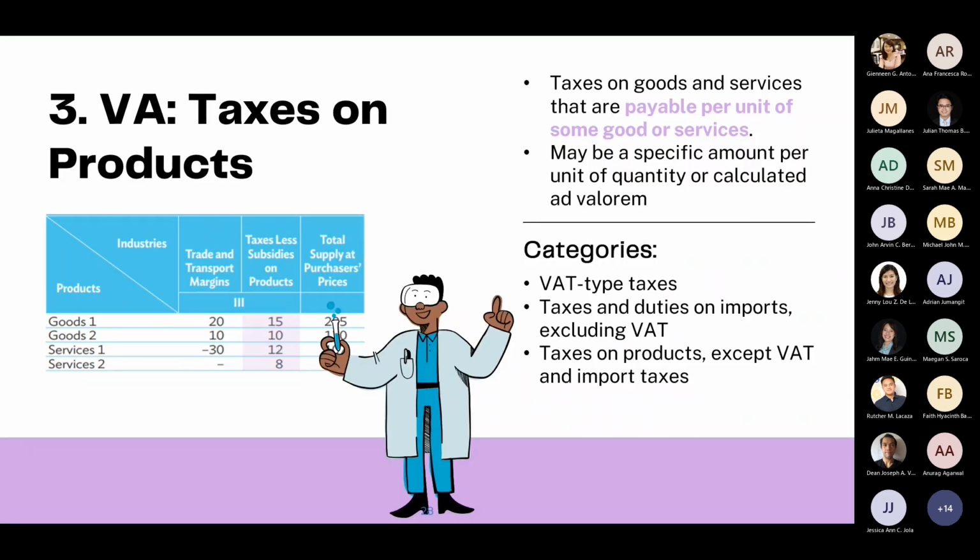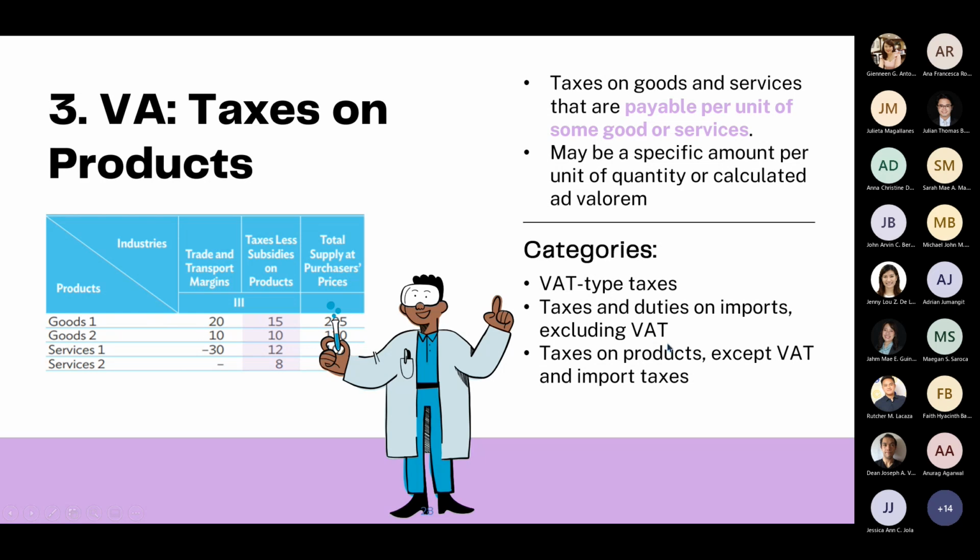We have taxes and subsidies on products. So these taxes on products are simply taxes that are payable per unit of some goods or services. These may be a specific amount per unit of quantity of a good or service or calculated ad valorem. And there are three categories here. We have VAT type taxes, taxes and duties on imports excluding VAT, and taxes on products except VAT and import taxes. I will not be delving into the specific categories, but these kinds of taxes should be added in our supply table.